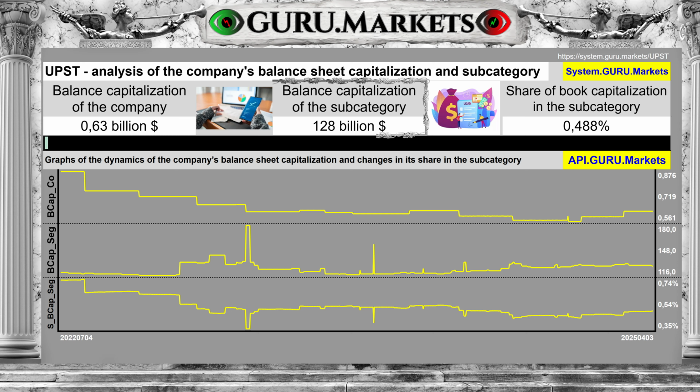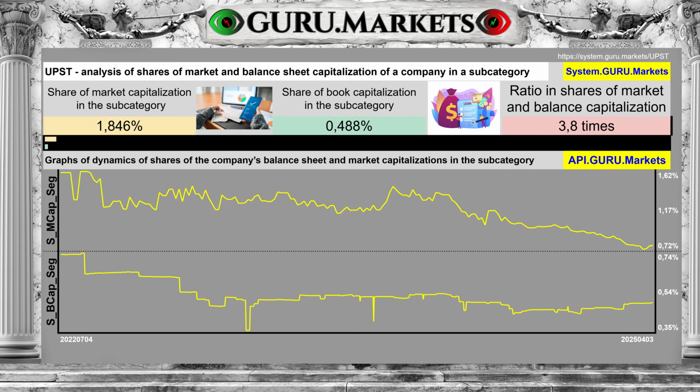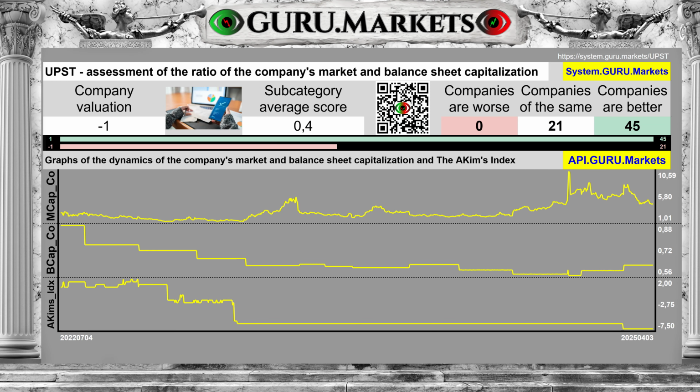Having made a comparison of the shares of the exchange and book value, we can see the following. The share occupied by Upstart Holdings Inc. in the subcategory in case of market capitalization assessment is 1.846%. The balance sheet capitalization is 0.488%. This is 74% less than the share of stock market capitalization. Assessment of the organization's share of market and book value in the subcategory: bad, minus 1 point.